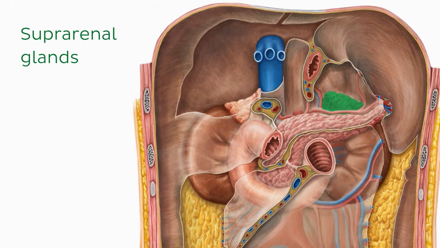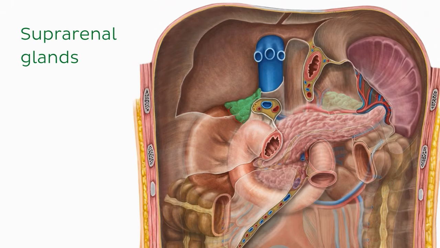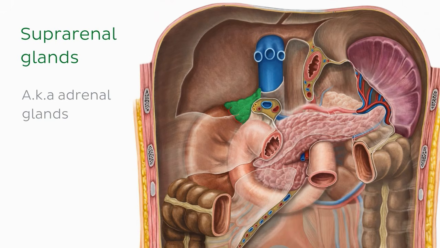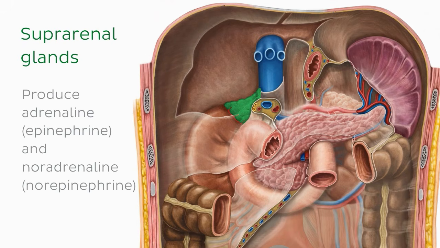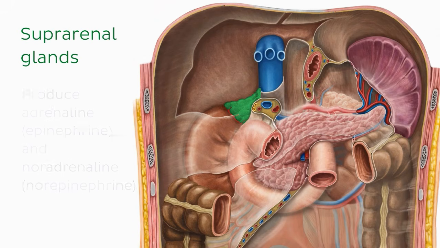And over here you can see the left suprarenal gland highlighted, and now we can see the right suprarenal gland highlighted. The suprarenal glands are situated on the superior aspect of each kidney and are also known as the adrenal glands. These too are considered to be retroperitoneal organs and produce the hormones adrenaline and noradrenaline, which are also referred to as epinephrine and norepinephrine respectively.